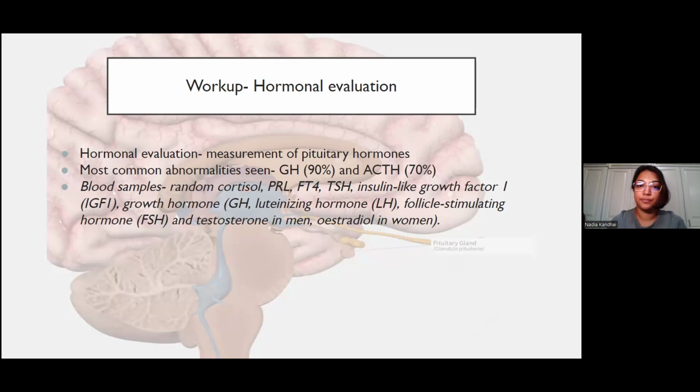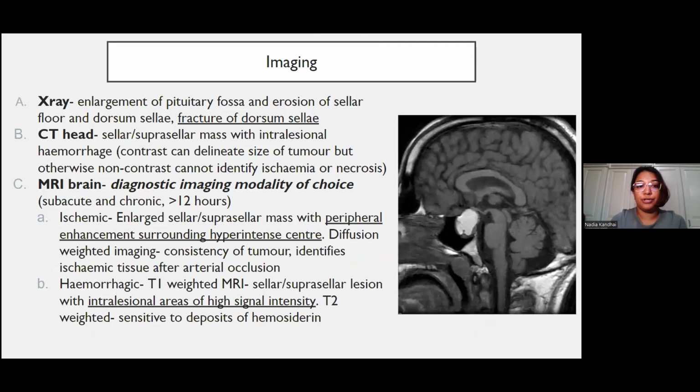For imaging, an X-ray can be done, which would show an enlargement of the pituitary fossa and erosion of the sellar floor and the dorsum sellae, as well as a fracture of the dorsum sellae. A CT head would show a sellar or suprasellar mass with intralesional hemorrhage. Contrast can delineate the size of a tumor, but otherwise a non-contrast CT head cannot identify necrosis or ischemia.